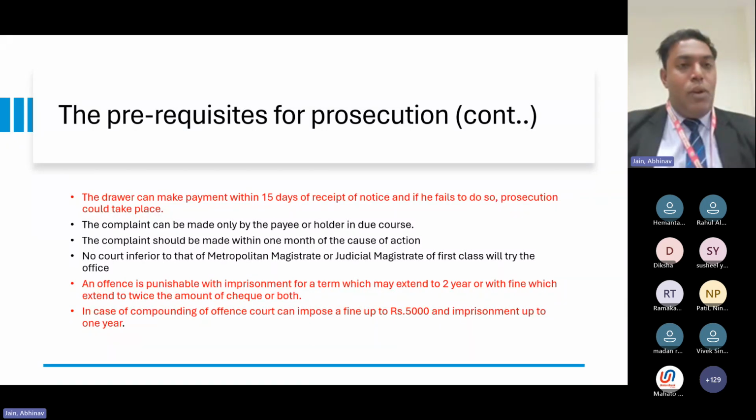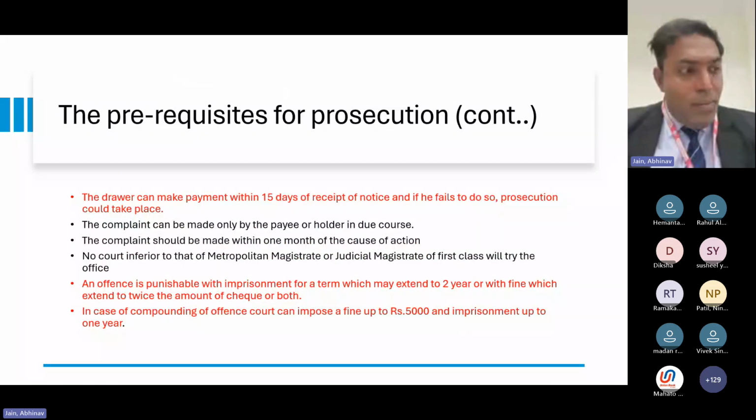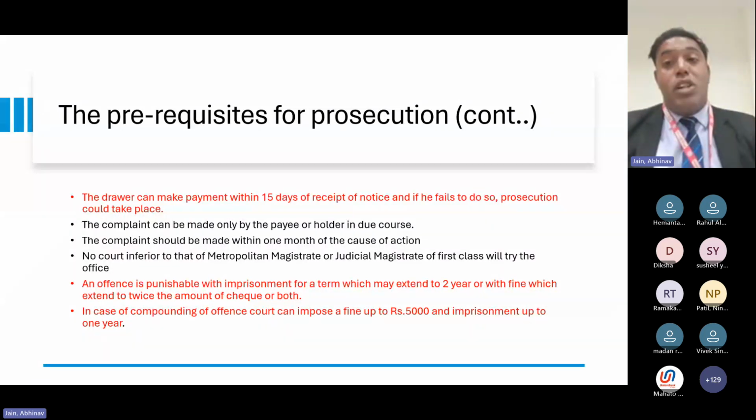Kindly listen very carefully. Every section can't be repeated again, so please be cautious while I'm saying. I hope the punishment is clear. I'll repeat the punishment: 2 years imprisonment or fine twice the amount of the check, or both. If the offense is compounded, that means repeated, the court can again impose a fine of 5,000 and 1 year imprisonment. Apart from that, the jurisdiction authority would be a metropolitan magistrate at least, or a judicial magistrate of first class, who can try such cases.